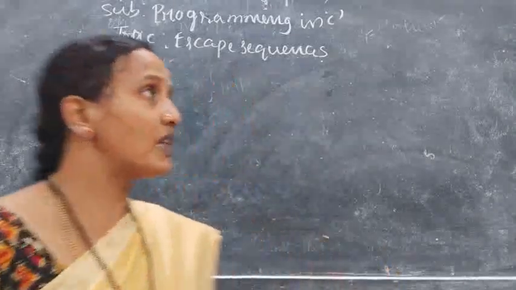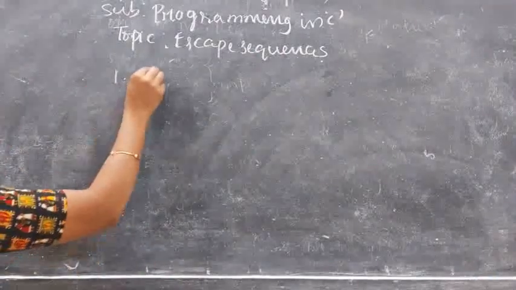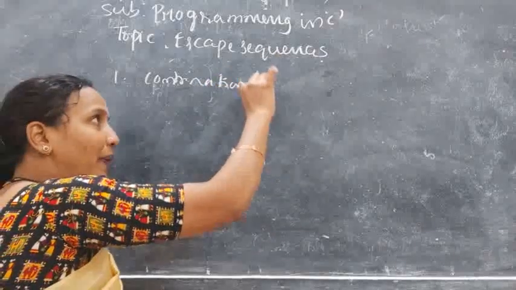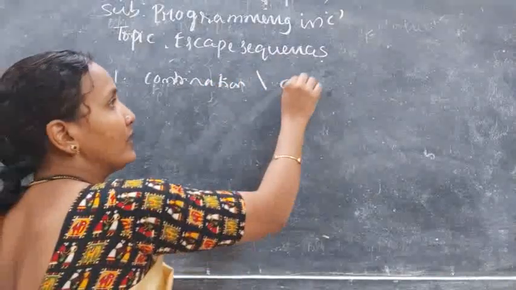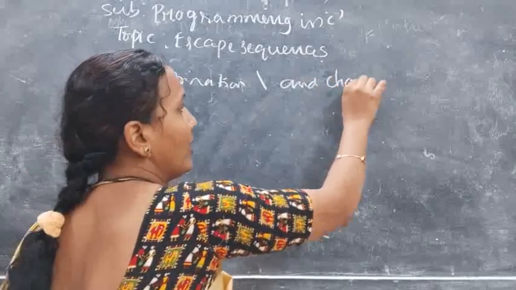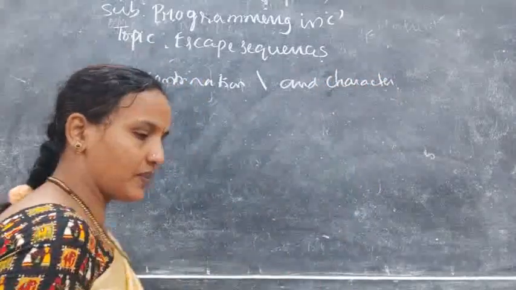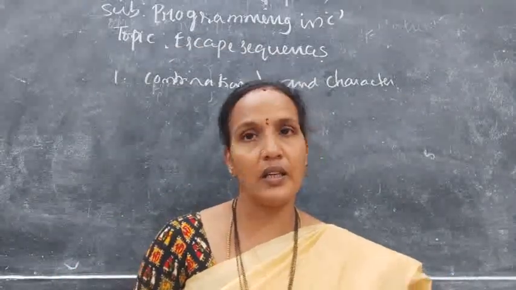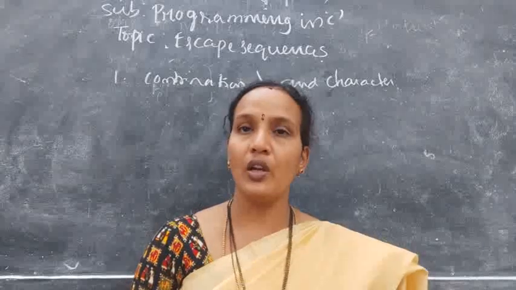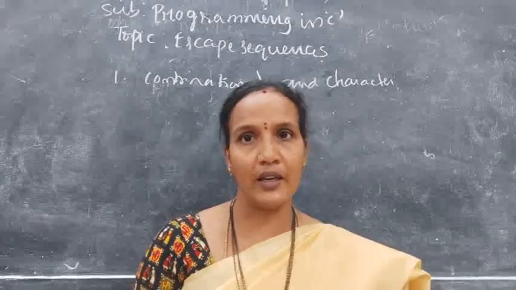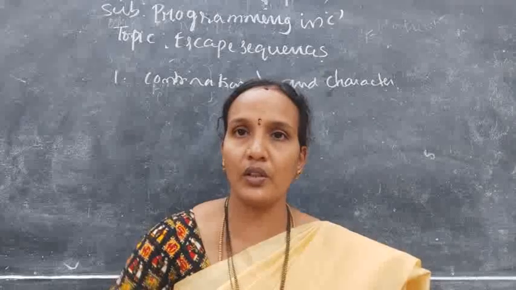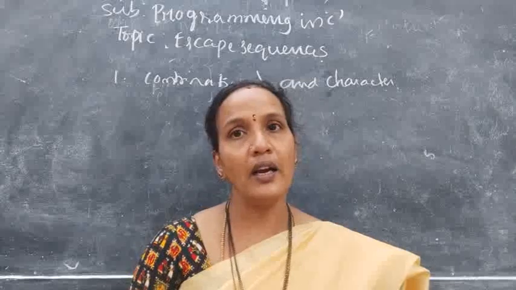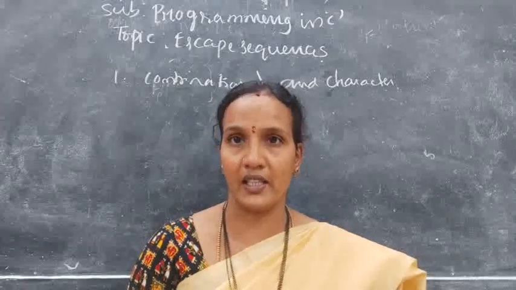An escape sequence is a combination of a backslash and a character. It is a combination of two things: one is a backslash and the second one is a character. If you want to use an escape sequence, there should be one backslash and one character. That is called an escape sequence.